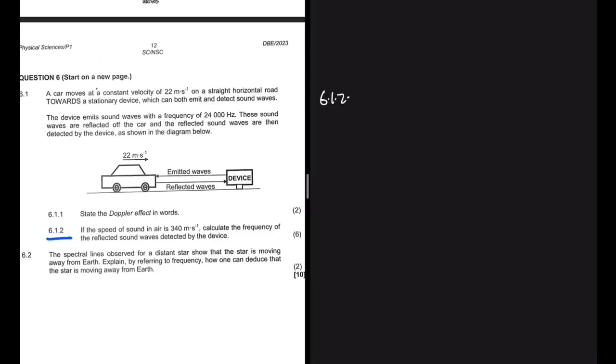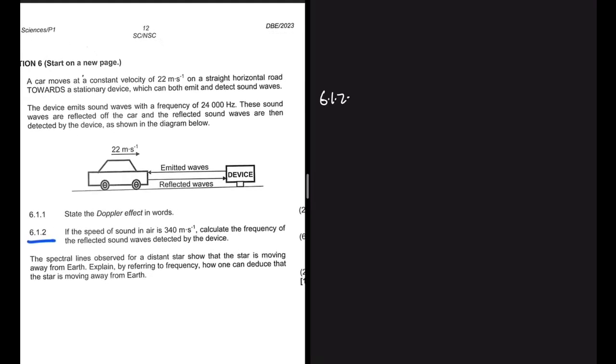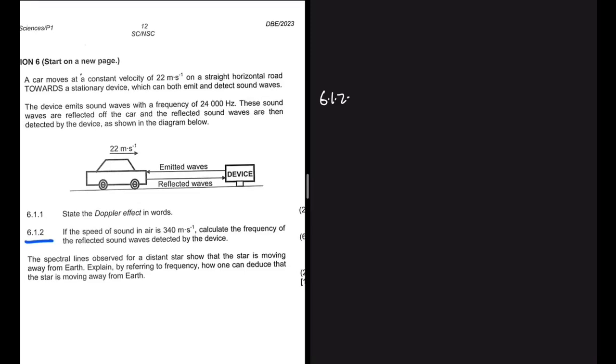The question is saying a car moves at a constant velocity of 22 meters per second on a straight horizontal road towards a stationary device, which can both emit and detect sound waves. The device emits sound waves with a frequency of 24,000 Hz. These sound waves are reflected off the car, and the reflected sound waves are then detected by the device as shown in the diagram below. We can see what is happening there. If the speed of sound in air is 340 meters per second, let's calculate the frequency of the reflected sound waves detected by the device.